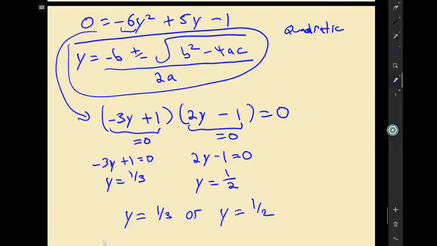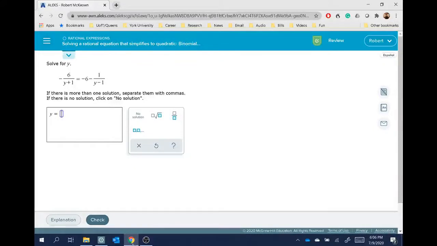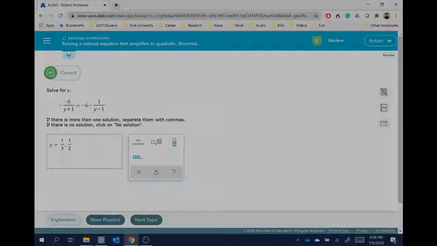Now let's go to ALEKS and make sure that I've done this correctly. So here we are. It said if there is no solution, click on no solution, but if there's more than one solution, separate them by commas. So I have 1/3 as one of my answers. I'll write a comma in there, and 1/2. And I'm using my keyboard to navigate along. Now, ready for the moment of truth. Let's click the check button and see if I got the answer correct. And happily, I did.